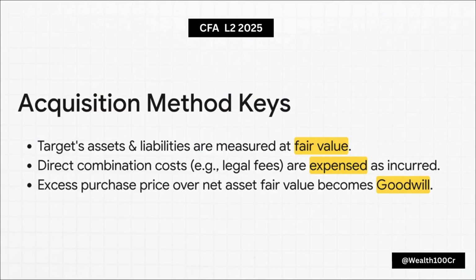First, everything the target owns and owes, their factories, their patents, their loans, it all gets revalued to its current fair market value. Second, all those hefty fees for lawyers and bankers to get the deal done, you expense them right away. You don't get to roll them into the price. And third, and this is a big one, if you pay more than what all that stuff is worth, that excess becomes an asset called goodwill.